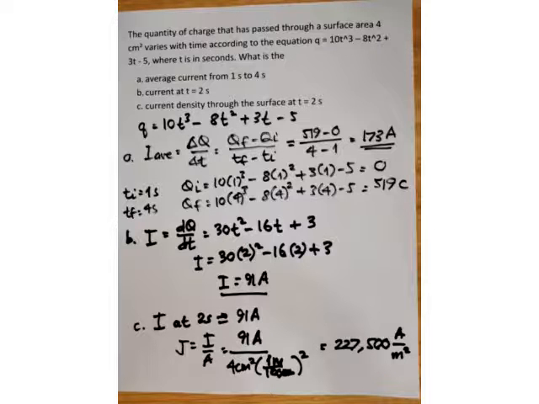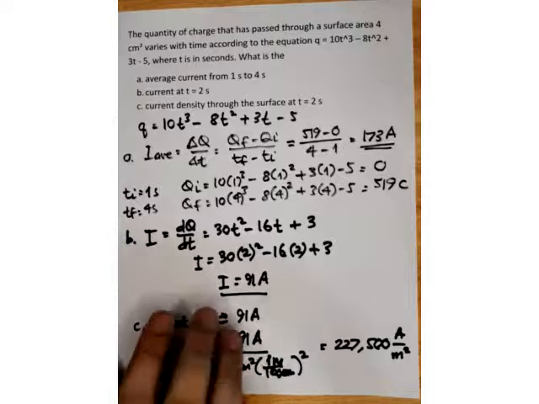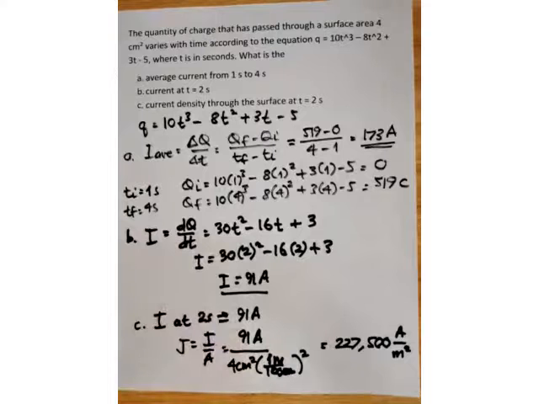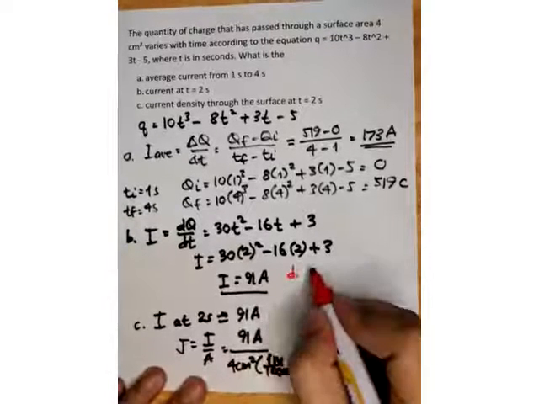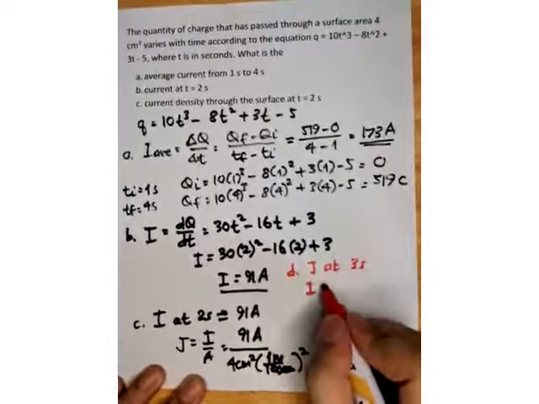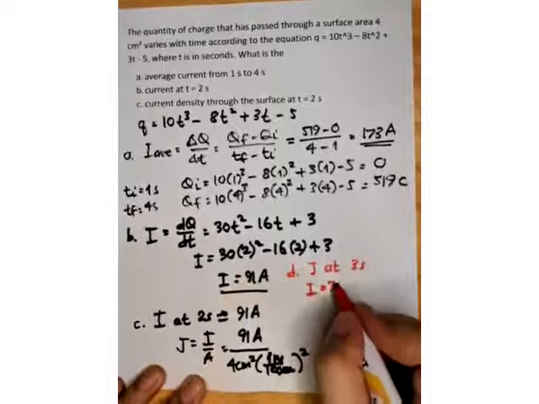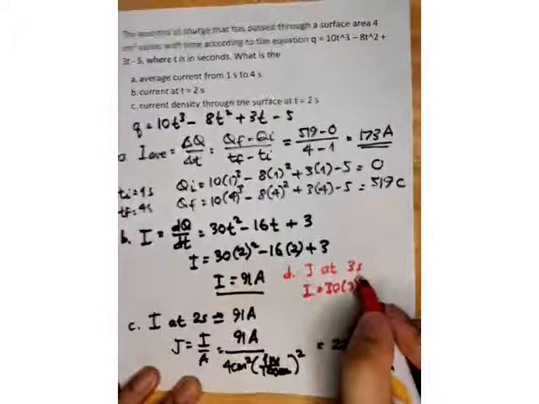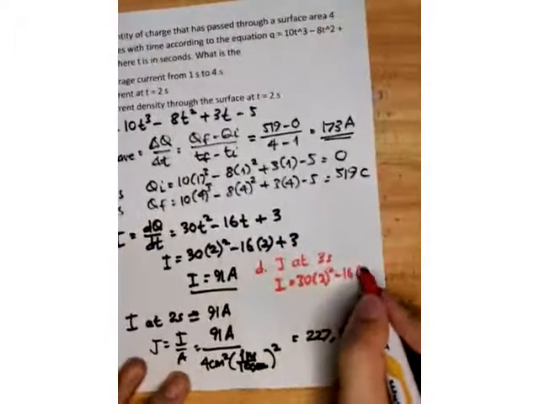Okay? Okay na? Okay, so let's have another one. Try daw natin kunin ang 3 seconds. Sige, pwede din. So, dagdagan natin yung problem natin. Let's say letter D. What is J at 3 seconds? Kailangan muna natin kunin ng I. So, I is dito din. 30 times 3 squared minus 16 times 3 plus 3. Ayan. So, what's the current at 3 seconds?